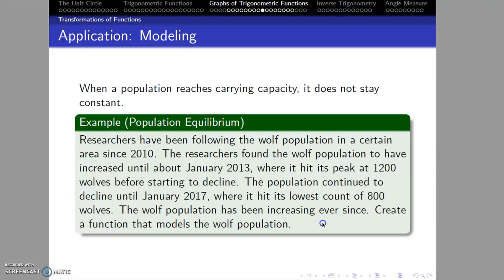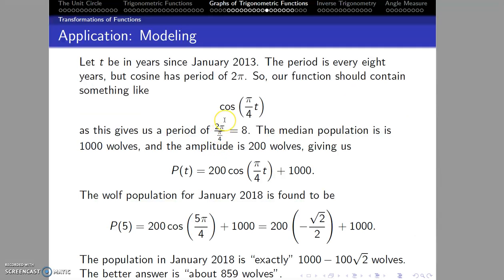So what we need to do here is make a sine or cosine function, whichever, that has a peak of 1,200, a valley of 800, and a period of 8 years. So let's do exactly that. And the way I usually do this is I do it one step at a time. First thing, I find the period, because that's what happens inside cosine. And then I get the amplitude and the median line correct, because that's what happens outside.